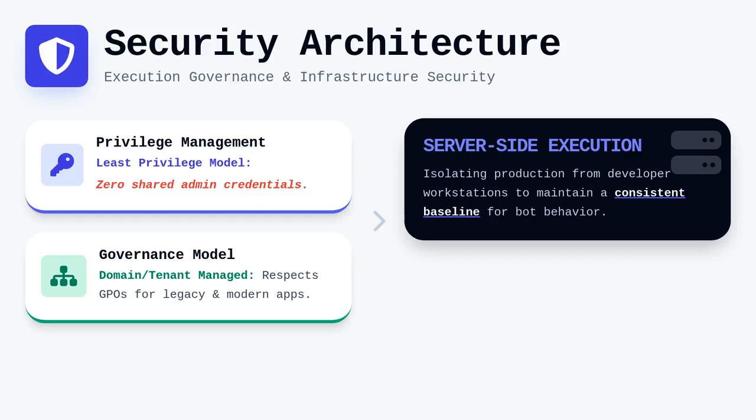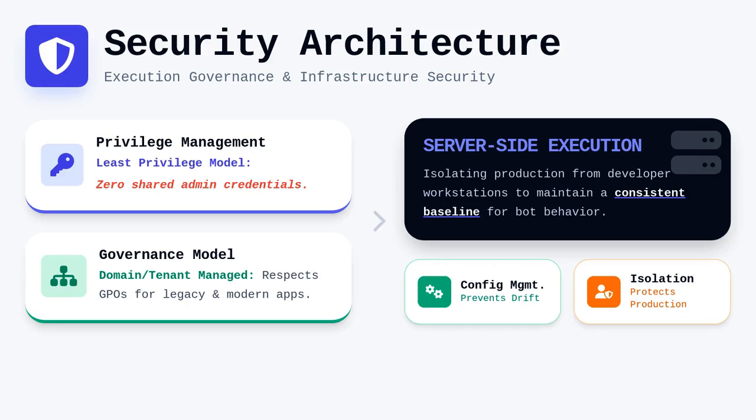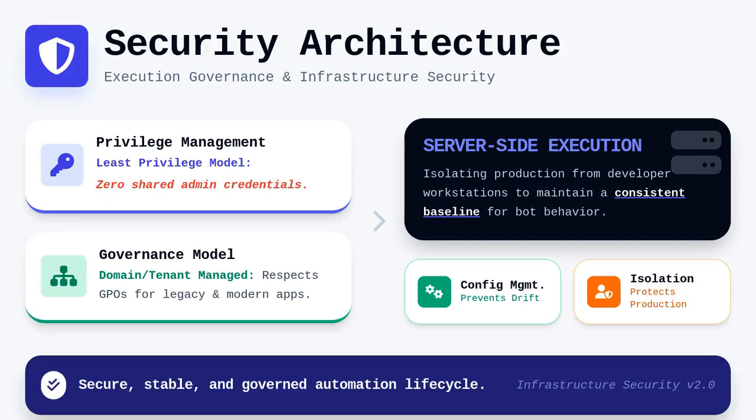Because the automation runs server-side, it is susceptible to drift if the host environment is not strictly governed, making configuration management a core component of the architectural lifecycle. By isolating the execution environment from the developer workstation, we protect the production process against inadvertent modifications and maintain a consistent baseline for our bot behavior.